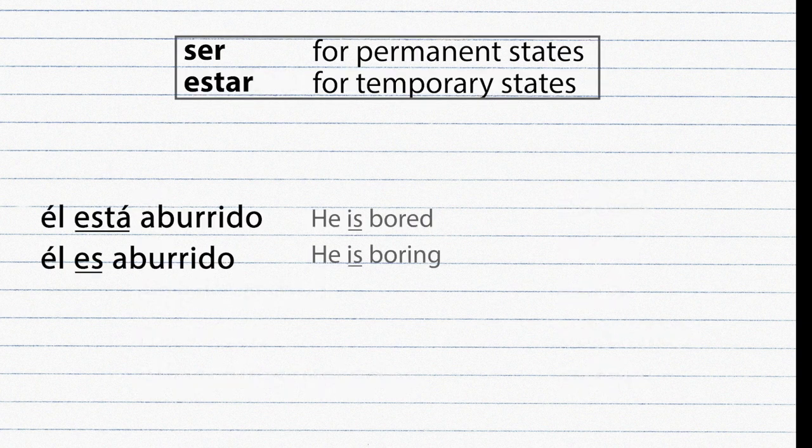Let's take a look at this example. Él está aburrido. He is bored. Él es aburrido. He is boring. He is bored is a temporary state. That's why we use the verb estar. He is boring is a permanent state. That's why we use the verb ser.